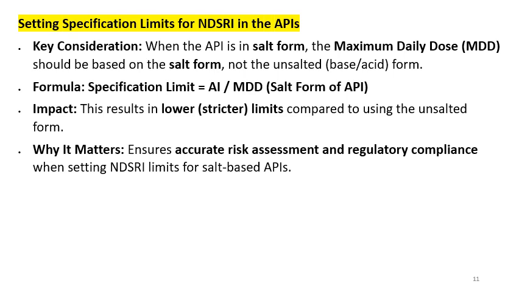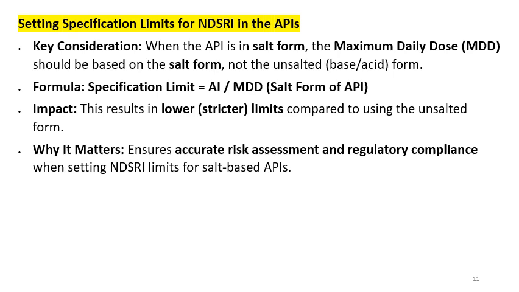For example, XYZ API hydrochloride salt, or some different monohydrate form, dihydrate form, or some salt form and hydrate form is equal to XYZ quantity of the actual API or the base. So, in this, don't get confused. Use the whole form which is used in the formulation. So, the specification limit is calculated from the formula AI divided by MDD.